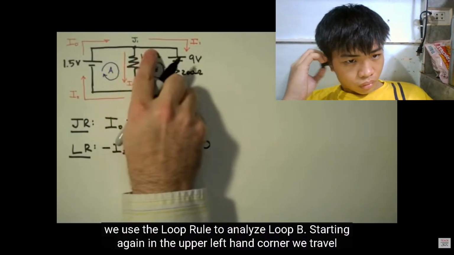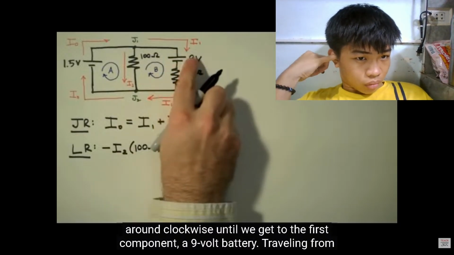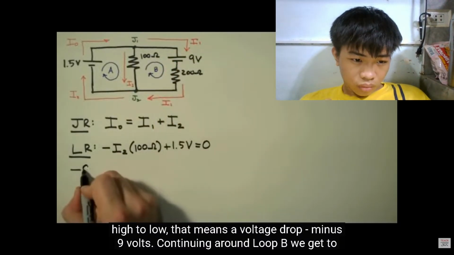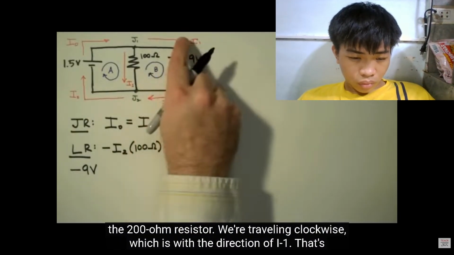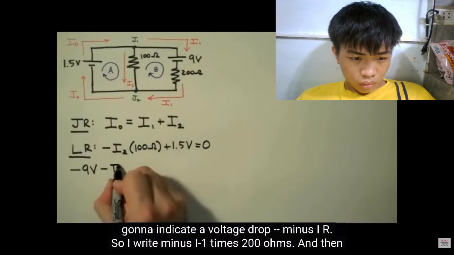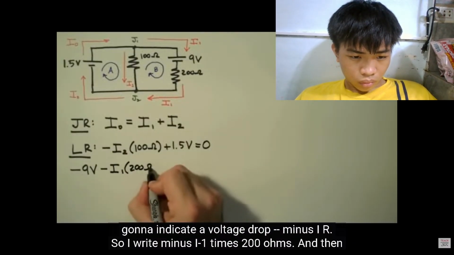Starting again in the upper left-hand corner, we travel around clockwise until we get to the first component, the 9 volt battery. Traveling from high to low, that means a voltage drop, minus 9 volts. Continuing around loop B, we get to the 200 ohm resistor. We're traveling clockwise, which is with the direction of I1. That's going to indicate a voltage drop, minus IR. So I write minus I1 times 200 ohms.